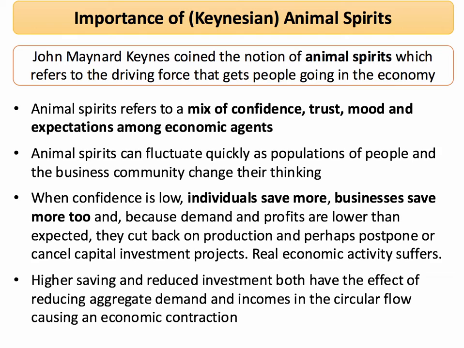Crucially, in a recession or a slowdown, when confidence is low, people tend to save more, and so too do businesses. And businesses, because demand is weak and profits are perhaps coming in less than expected, rein back on production. Perhaps they postpone or cancel some big investment projects. So in other words, when people save more and businesses save more, consumption falls, investment falls, and the real economy can contract. Higher saving and reduced investment can both have the effect of lowering aggregate demand, shifting AD inwards, cutting incomes and causing a contraction in the economy. So animal spirits are really key to understanding the economics of Keynes.